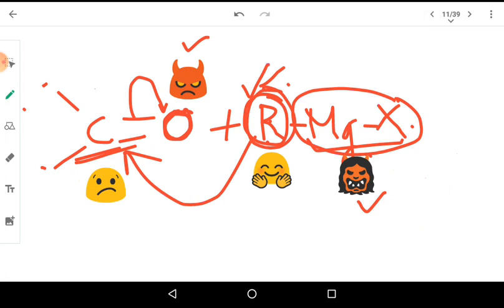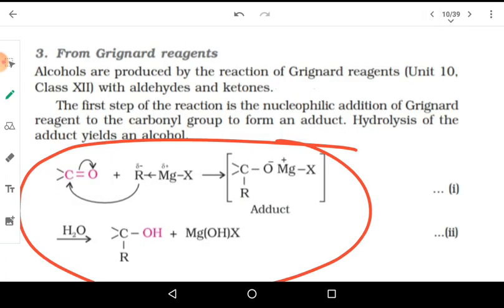Now to this adduct we will add a water molecule. When we are adding the water molecule, the negatively charged part, that is OH−, is going to attach to the magnesium, and the positively charged part, that is hydrogen, is getting added to the O. As a result, we will be getting an alcohol.